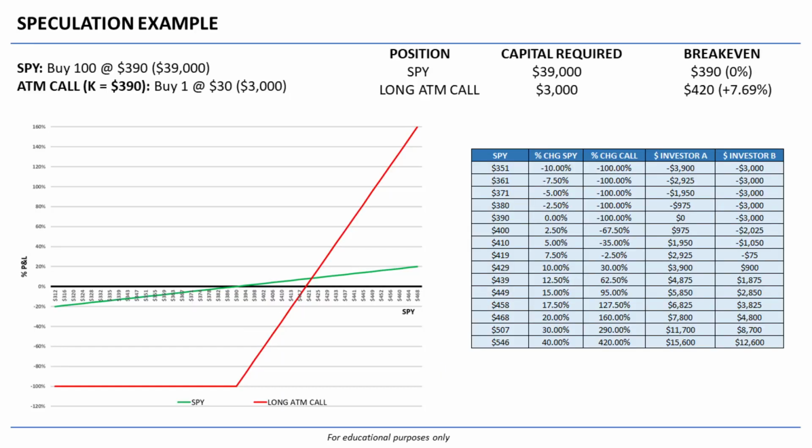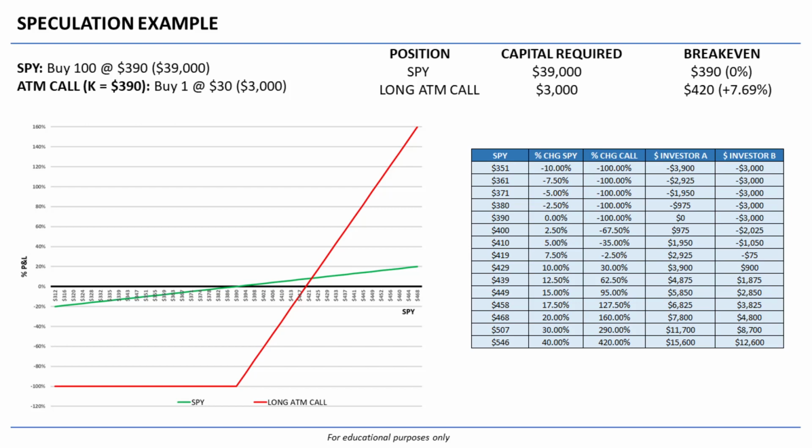As an example, let's say we have investor A, who has $39,000 available to start a portfolio. He did some research and expects good things for the US market during the next year. So he decides to buy 100 shares of SPY at $390. Investor A has a friend. Let's call him Investor B.